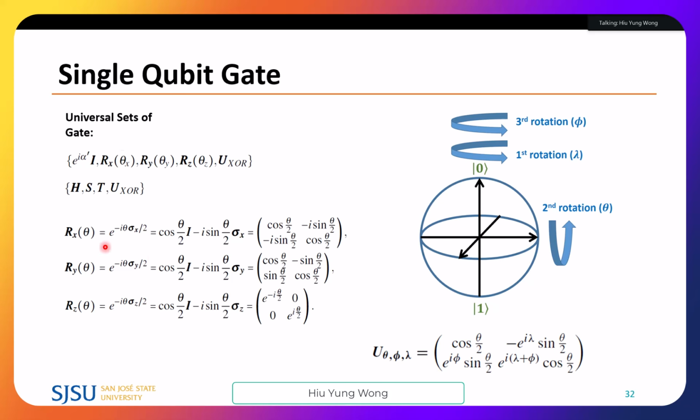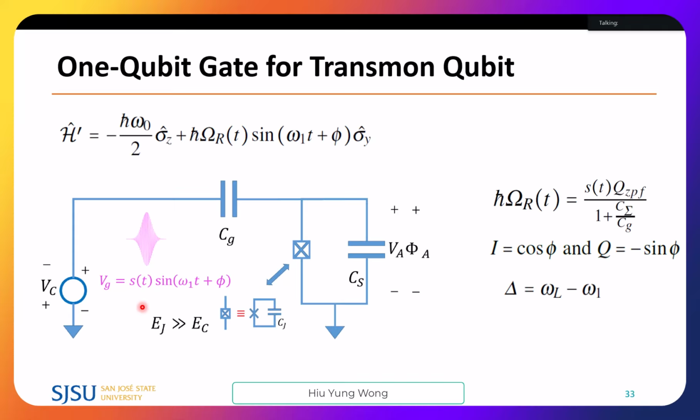I just want to show you that when you rotate this, in physics, it's related to something called Pauli matrices, sigma x, sigma y, sigma z. Okay? Why do I want to say this? This is a circuit to do a 1-qubit gate for the transmon qubit. Here is the transmon qubit again. This is the inductor. This is the Josephson junction.